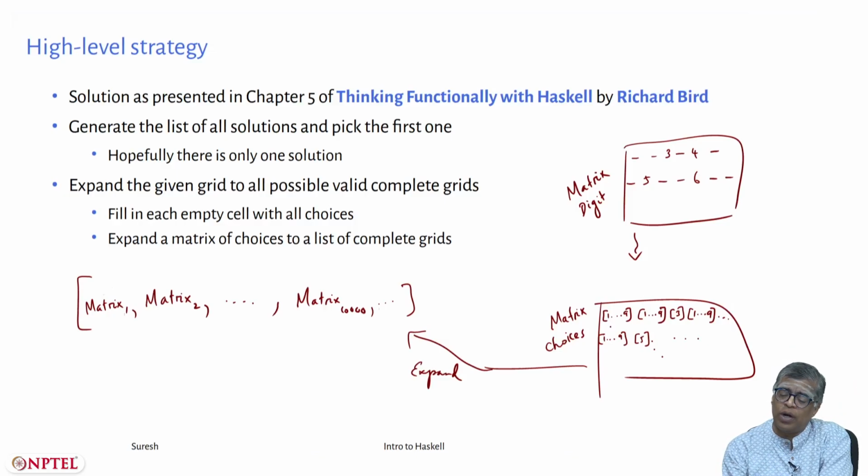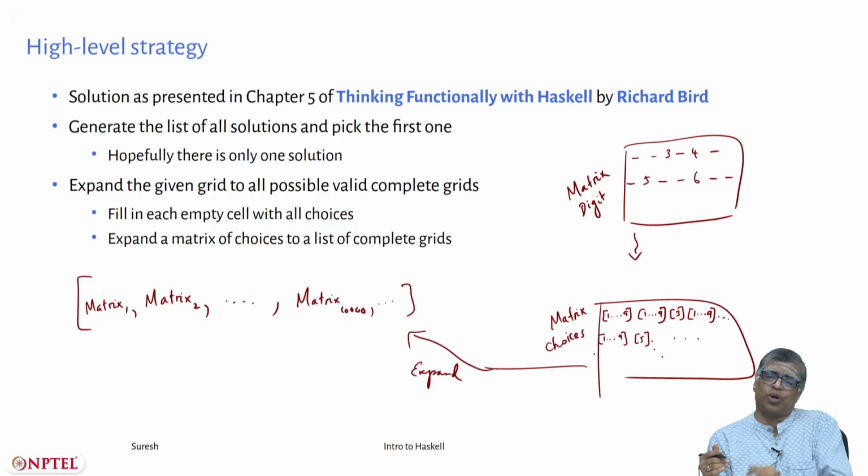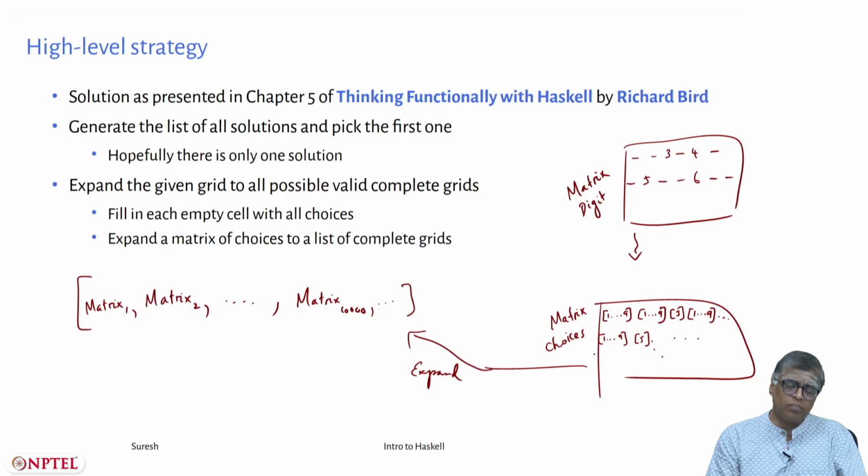If I have 1 to 9 as the choices, I will choose 1 here, 1 there, etc. Or I can choose 1 here, 2 in the next, 3 in the next, etc. So I will make various singleton choices, and each such combination of choices will form a matrix. I will go through each of those matrices and check whether they are a valid solution or not.